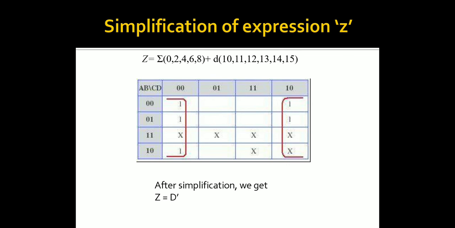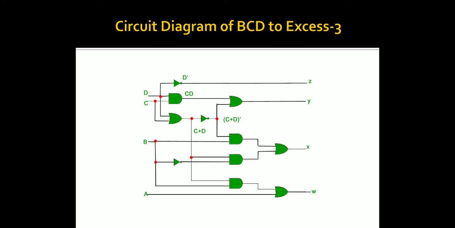Now we have simplified the terms W, X, Y and Z. The last step is to draw the circuit diagram for this. On the left hand side we have inputs A, B, C and D, whereas on the right hand side we have W, X, Y and Z. So this is the circuit diagram of the BCD to XS3 converter.